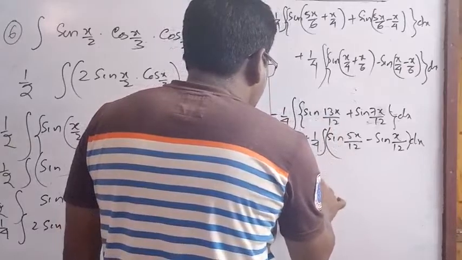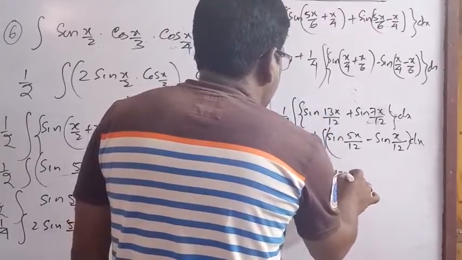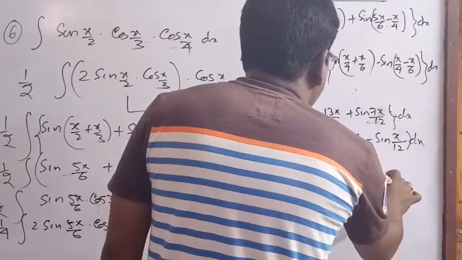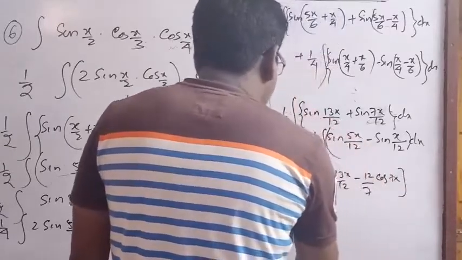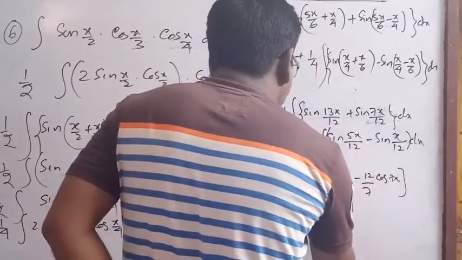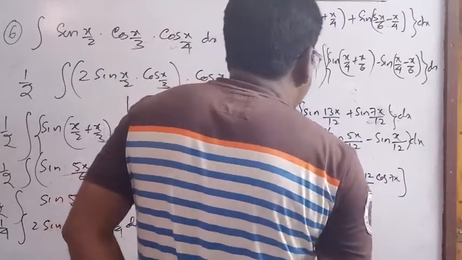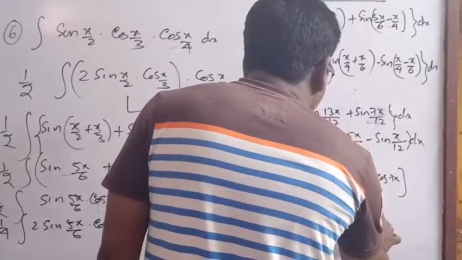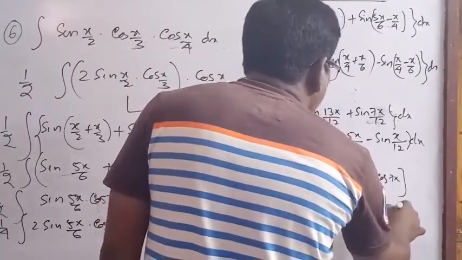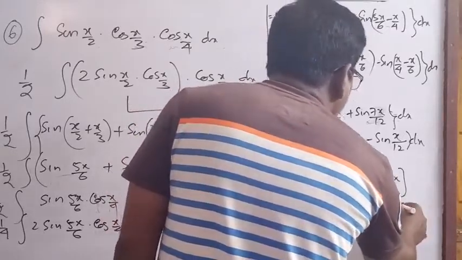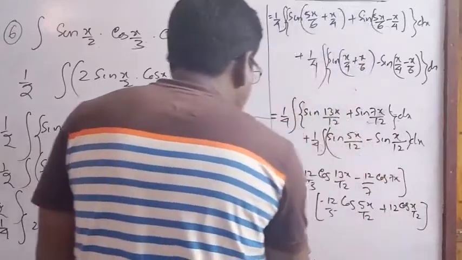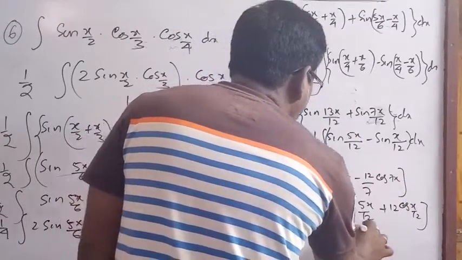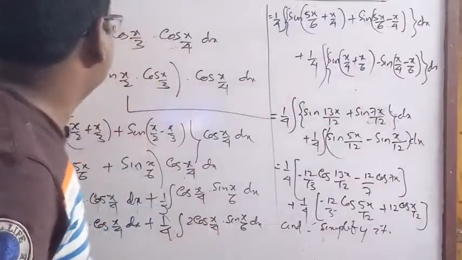minus 12 by 13 cos 13x by 12 minus 12 by 7 cos 7x by 12, plus 1 by 4 and this is minus 12 by 5 cos 5x by 12, and this is plus 12 cos x by 12. Simplify this. Okay.